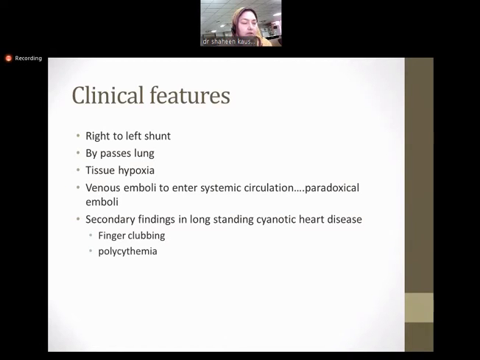Why polycythemia? Because blood is responsible for delivering oxygen to the tissue. When there is tissue hypoxia for any reason, a message goes to the bone marrow that there is hypoxia in the body. Due to that hypoxia signal, the bone marrow tries to make more and more red cells to compensate for that hypoxia. Due to that reason, polycythemia develops.